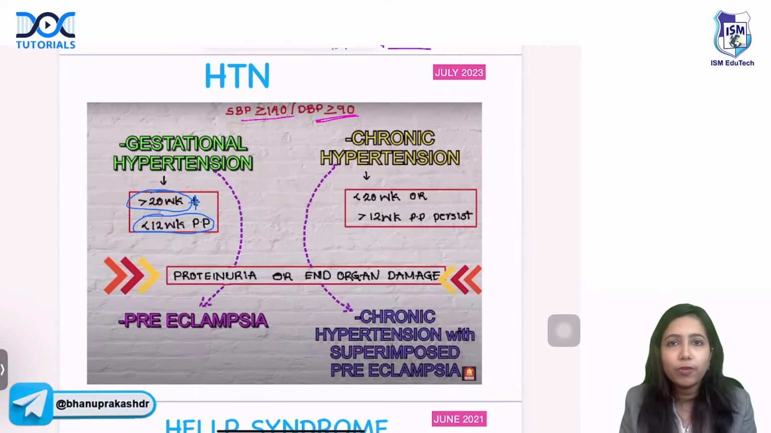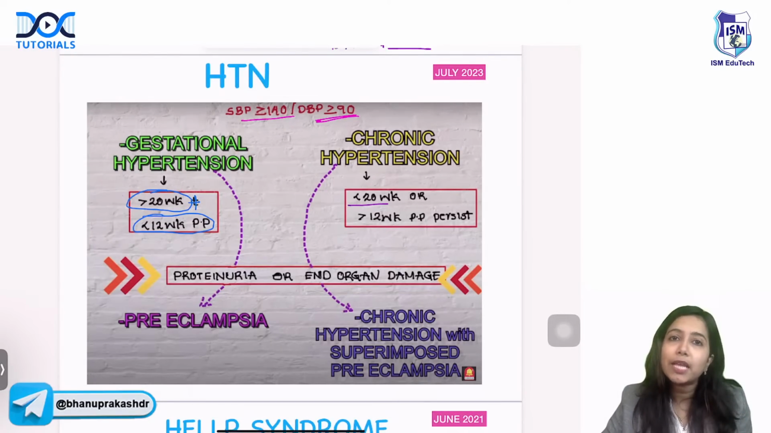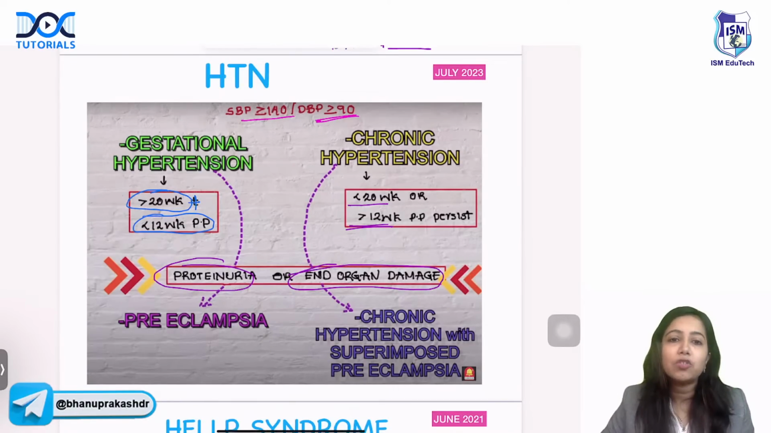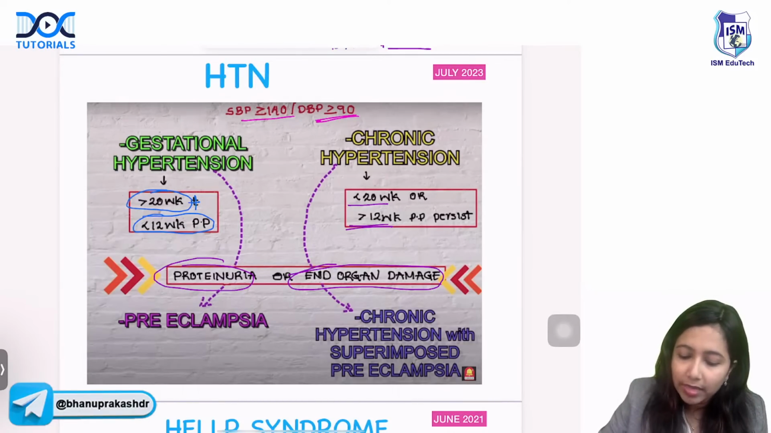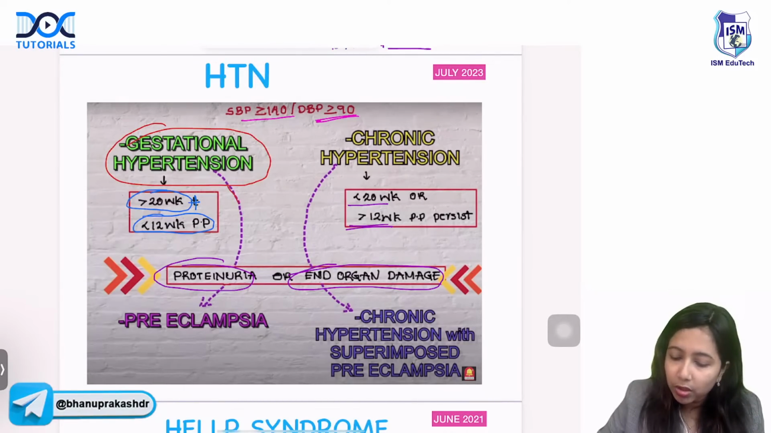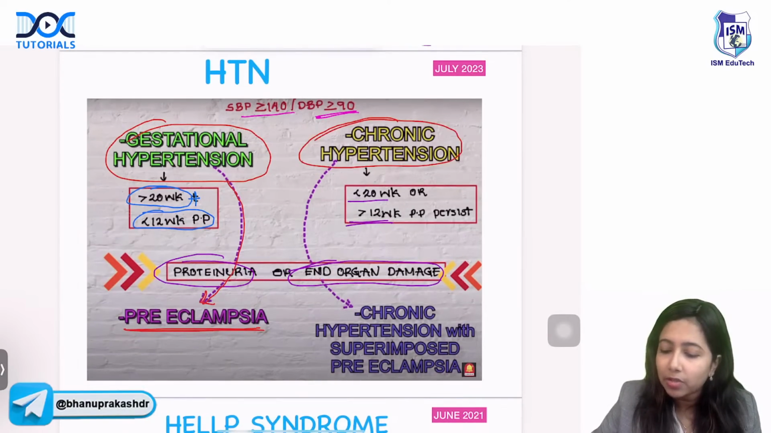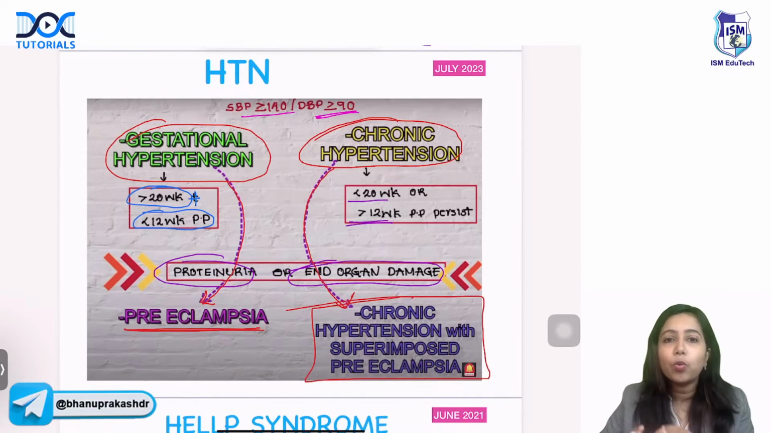If any one of these is not fulfilled, I'm going to call it chronic hypertension. That is, if the blood pressure is raised before 20 weeks and it does not come back to normal beyond 12 weeks postpartum, it is chronic hypertension. If these patients are associated with proteinuria or evidence of end organ damage, then we will call it preeclampsia or chronic hypertension with superimposed preeclampsia. Let me explain. If a patient who has gestational hypertension develops proteinuria or end organ damage, I will call it preeclampsia. If a patient who has chronic hypertension develops proteinuria or end organ damage, I will call it chronic hypertension with superimposed preeclampsia.